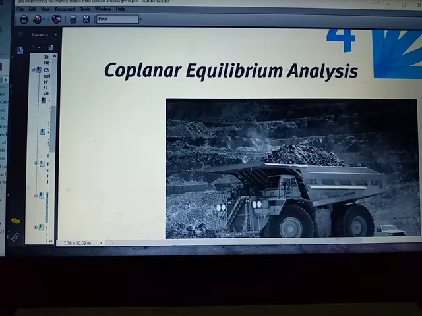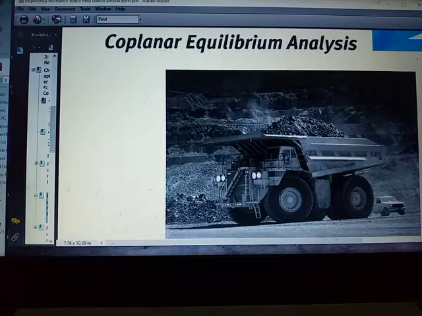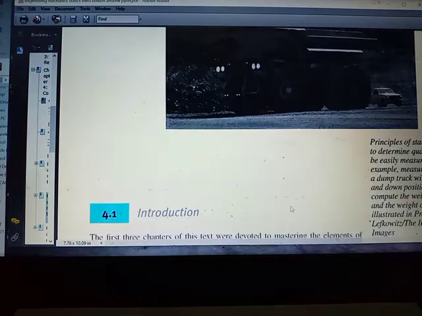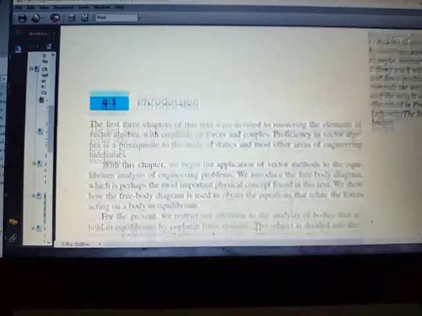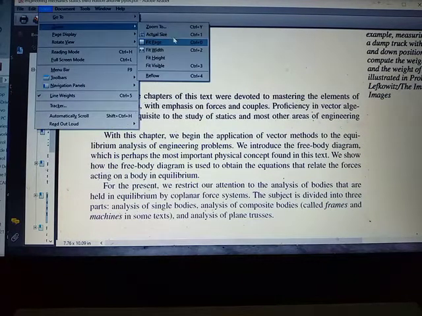Kapag sinabi natin coplanar, ibig sabihin yung mga forces are in the same plane. Ibig sabihin, nag-a-act lang lahat ng forces, we assume that all the forces are acting on the same plane. Ibig sabihin, nasa 2D direction lang lahat ng forces. So, yan yung definition natin. So, this is our introduction. So, lakihan natin para mas makita.